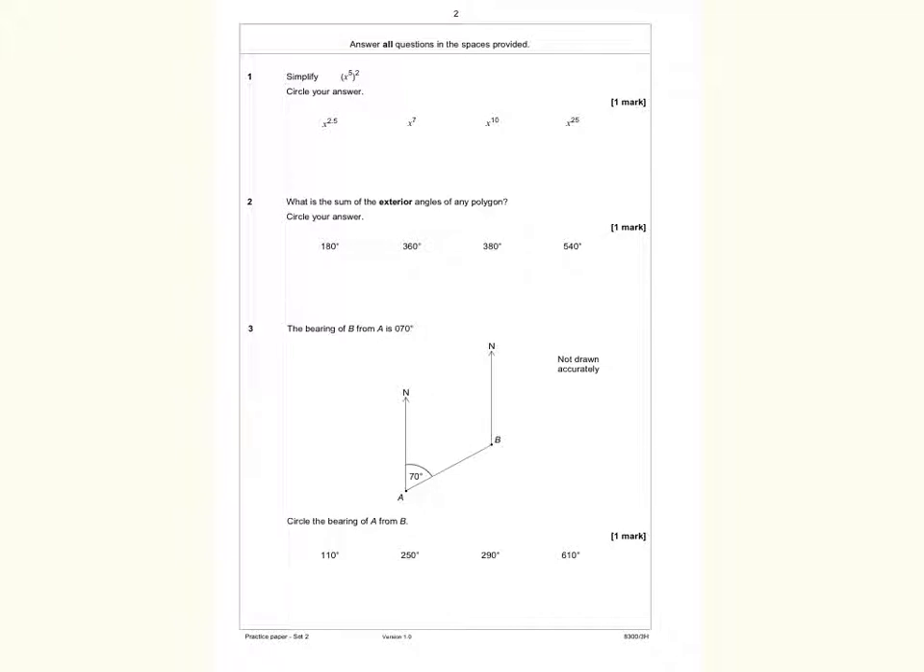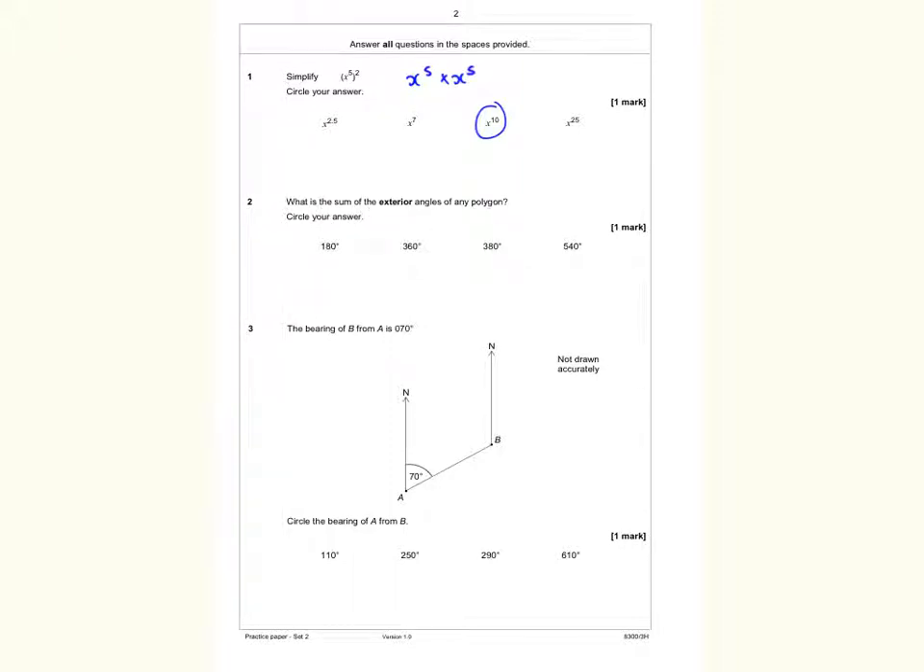So question 1, simplify x to the power of 5 squared. Now they don't give space for working out, but we can write things here. So we know x to the power of 5 squared is x to the power of 5 times x to the power of 5, and then I know from my indices laws that this is going to be x to the power of 10.